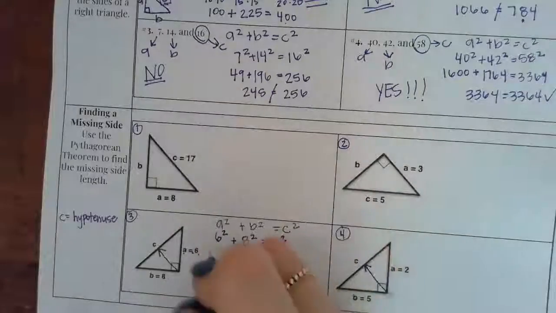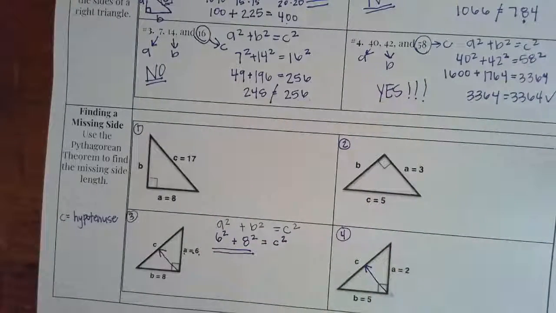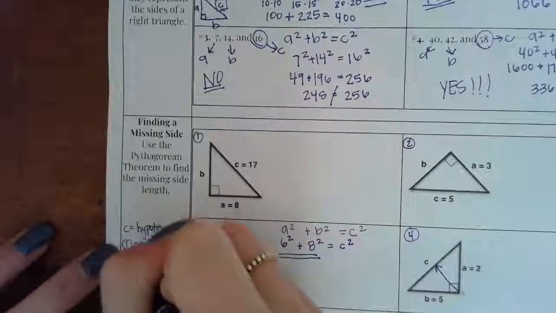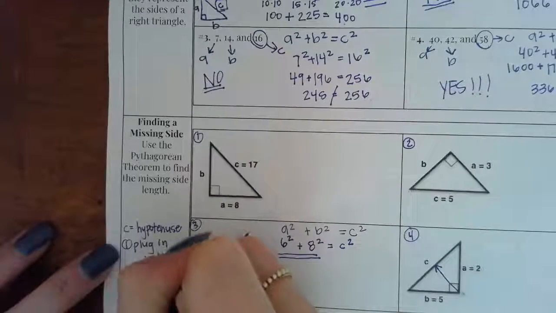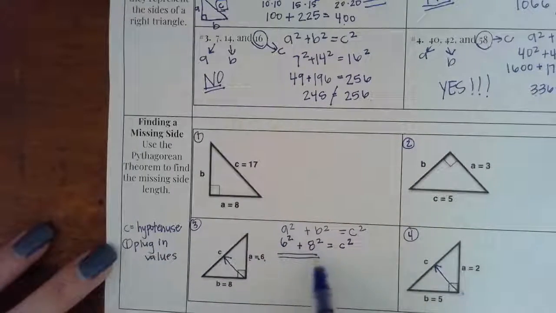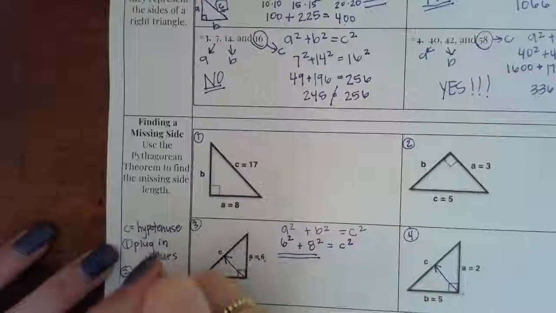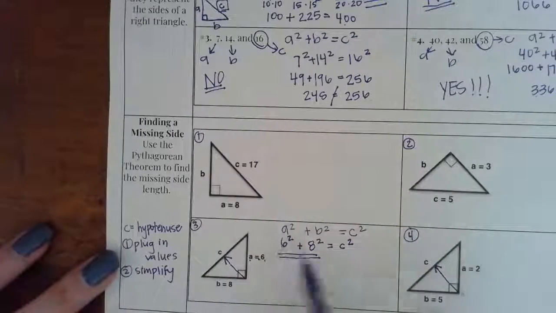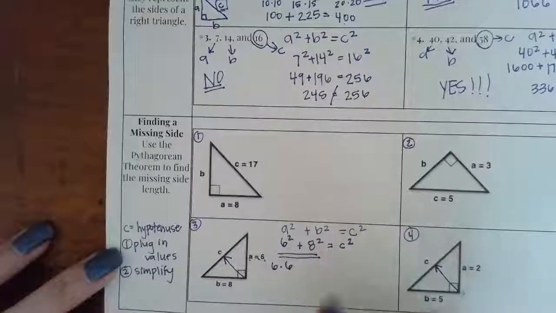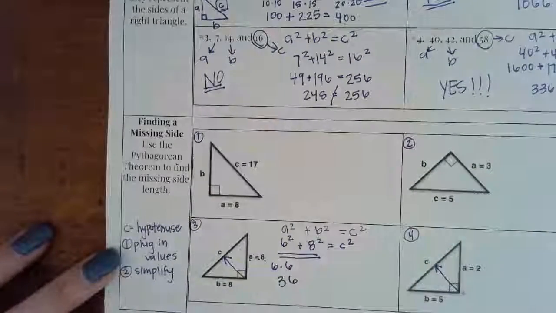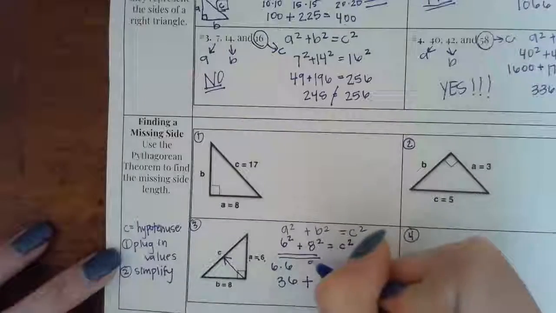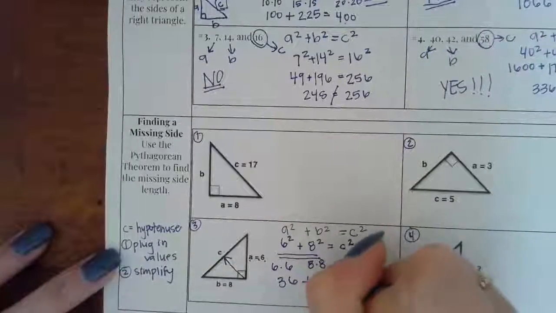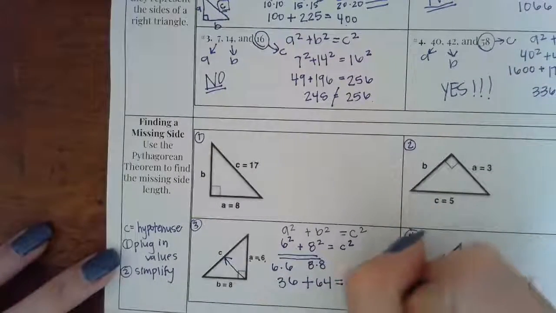We're going to simplify this left-hand side. So our first step is to plug in our values. That's what we did. We plugged in A and we plugged in B. Our second step is to simplify. So let's go ahead and simplify. 6 squared, which is 6 times 6, is equal to 36, plus 8 squared, which is 8 times 8, and 8 times 8 is 64, is equal to c squared.